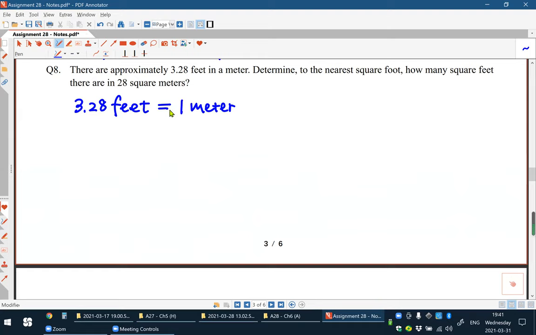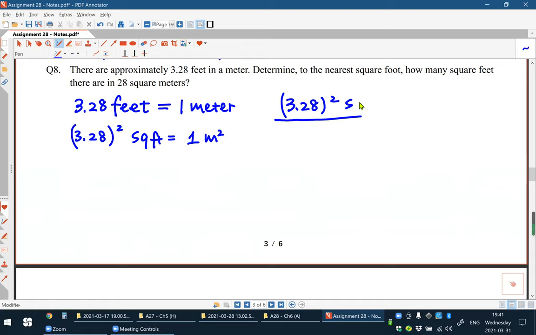Cool. Okay, so that means if we square both sides of the equation, we will get 3.28 squared square feet equals 1 square meter, right? Okay, so that means 3.28 squared square feet over 1 square meter should equal x square feet over 28 square meters, right? Because the ratio of square feet over square meters should be constant, right?